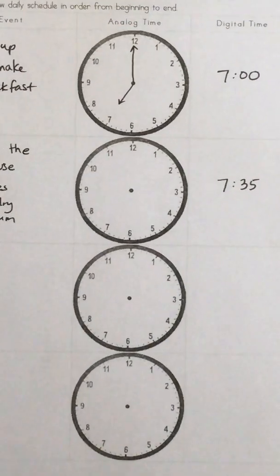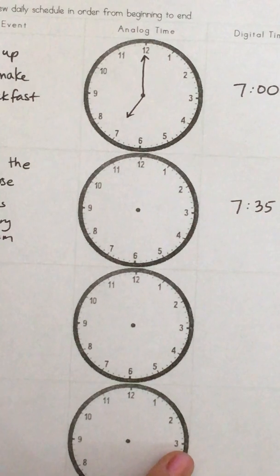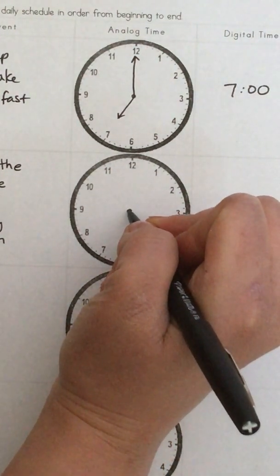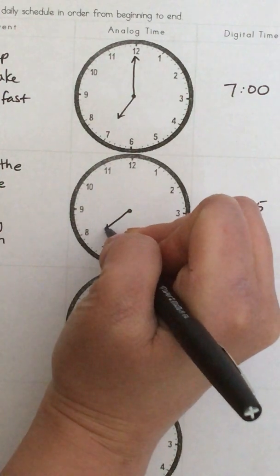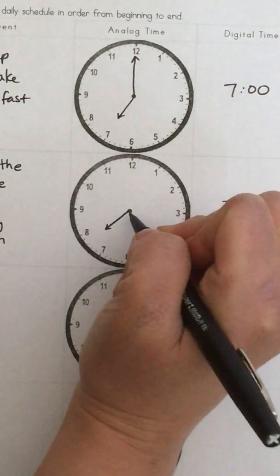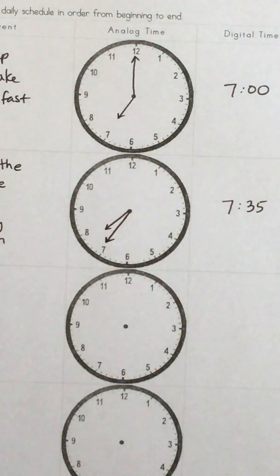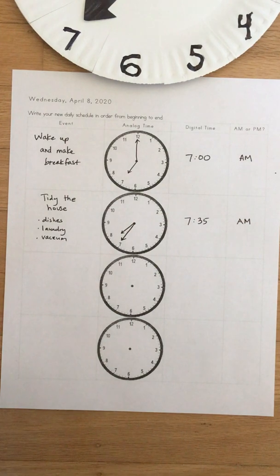All right, let me draw this. I'll zoom in again. 7:35. Okay, so I want my hour hand to be pretty close to in between the 7 and the 8, and I want my minute hand to point to the 7. There we are, 7:35 a.m. All right.